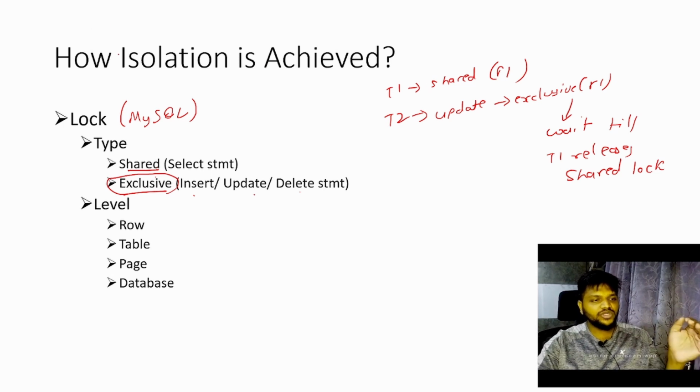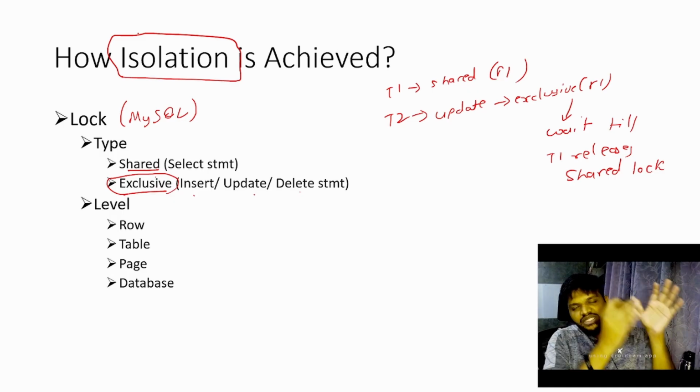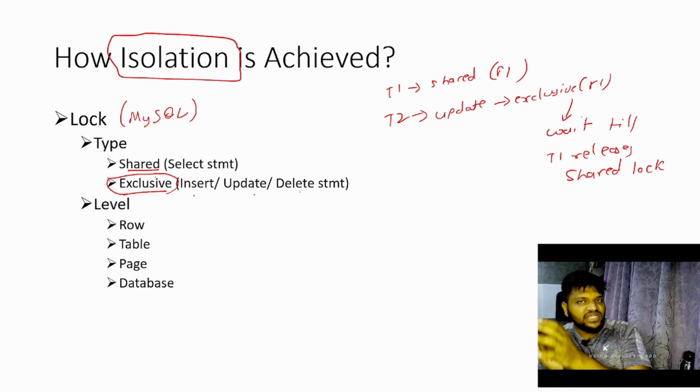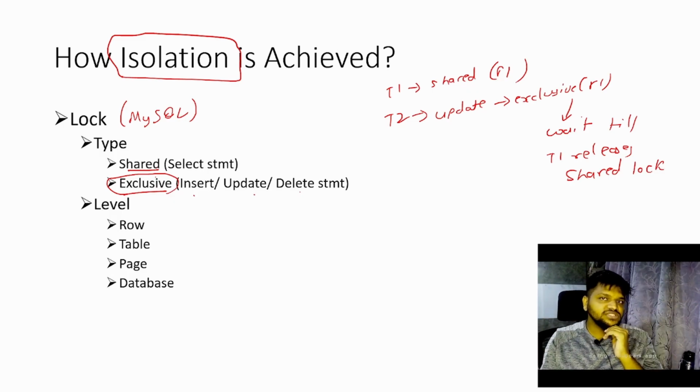Why is this important? Because we want to achieve isolation. We have observed that there are multiple different issues and multiple different levels. Now how do those levels work internally, how are we protecting the data, how are we ensuring there is no dirty read, non-repeatable read, lost updates or phantom reads, how is the database ensuring that?